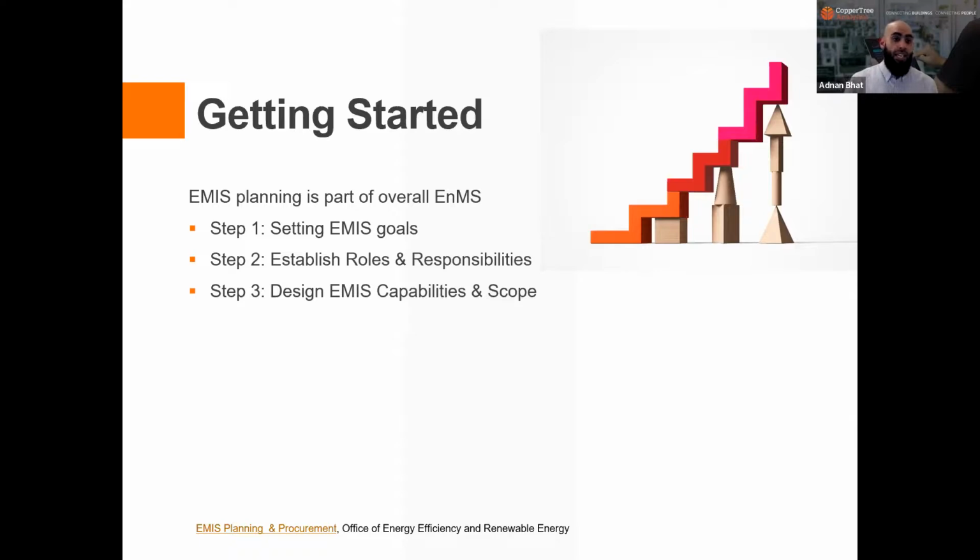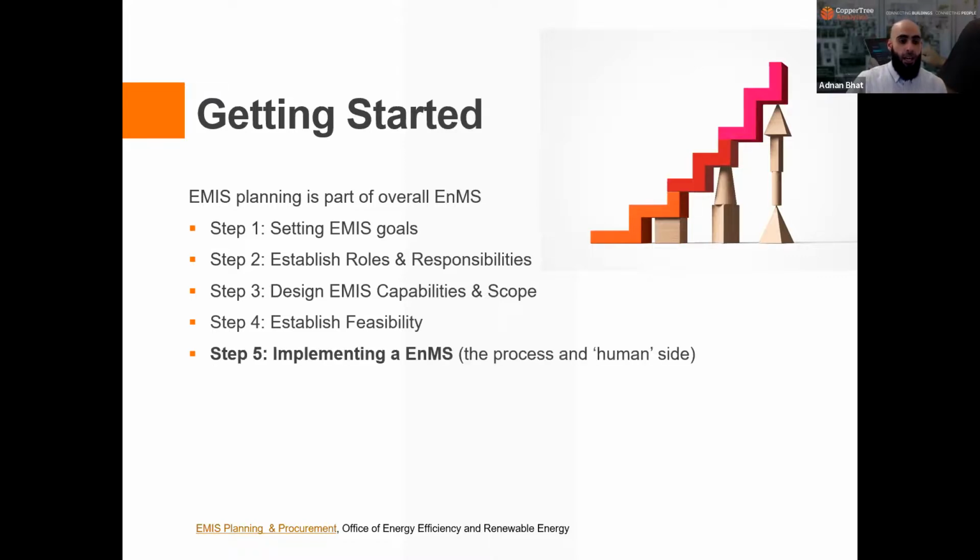Next step is to design the EMIS capabilities and scope. Step number 4 is to establish feasibility, understanding the external costs of any sort of tools and processes, and internal labor costs that will be required if an ENMS and EMIS are to be implemented in a facility. And then implementing the energy management system, implementing the process on the human side is extremely important. Documenting the entire process of setting up goals, responsibilities is critical.